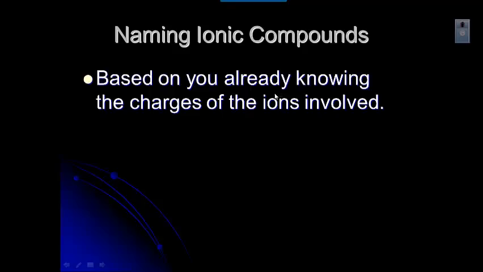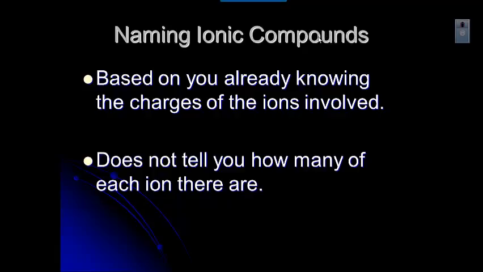So when we're naming ionic compounds, it's based on us knowing what the charges of the ions are. And sometimes we know and sometimes we don't. We have to figure it out. It doesn't tell us anything about how many of each ion there are in the compound. It's just based on the charges, which makes it kind of tricky.